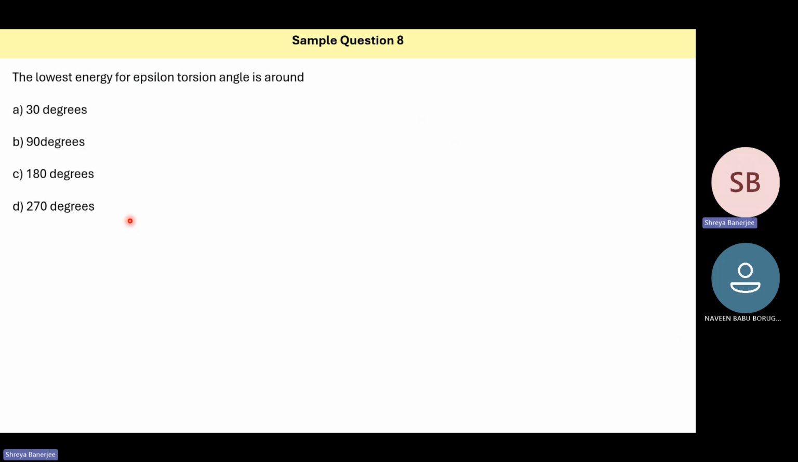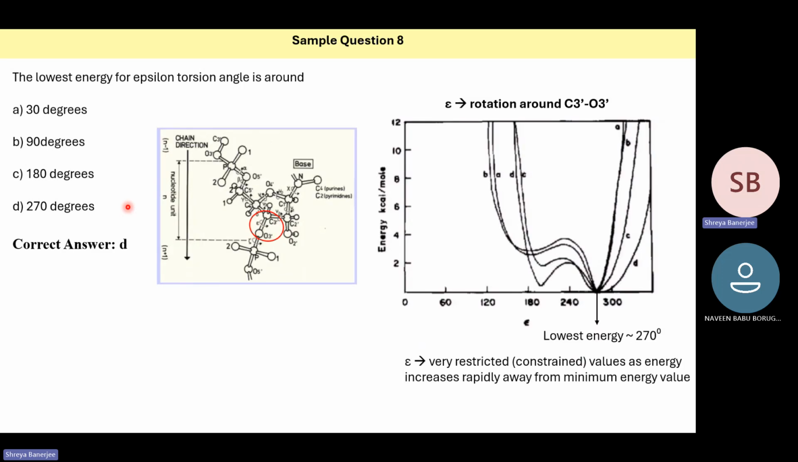Then you have a question asking, the lowest energy for epsilon torsion angle is what? So epsilon torsion angle is basically the torsional angle between C3 prime and O3 prime.